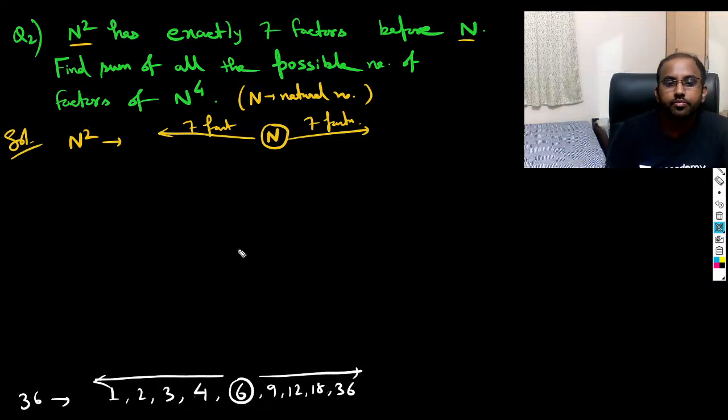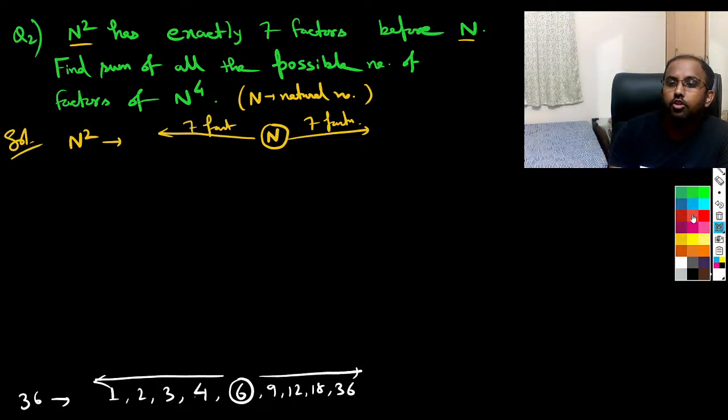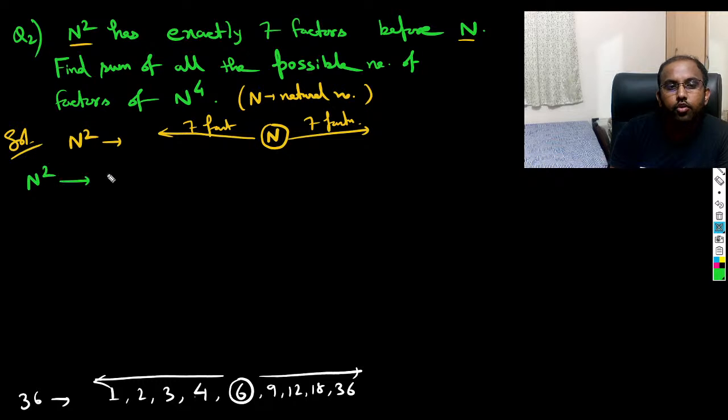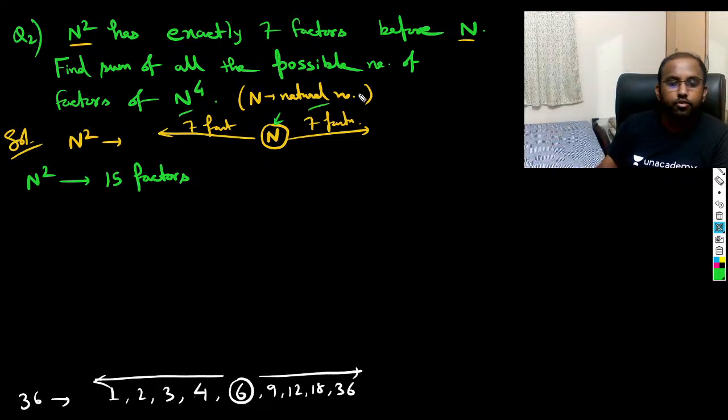So now, if we have got this 9, 12, 18, once we got this number here, what I can conclude from here is that n square has got exactly 15 factors. Sorry, yes, 15: 7 plus n itself and plus 7. So n square has got exactly 15 factors. Okay, so if n square has got exactly 15 factors, now how do you write this n square?